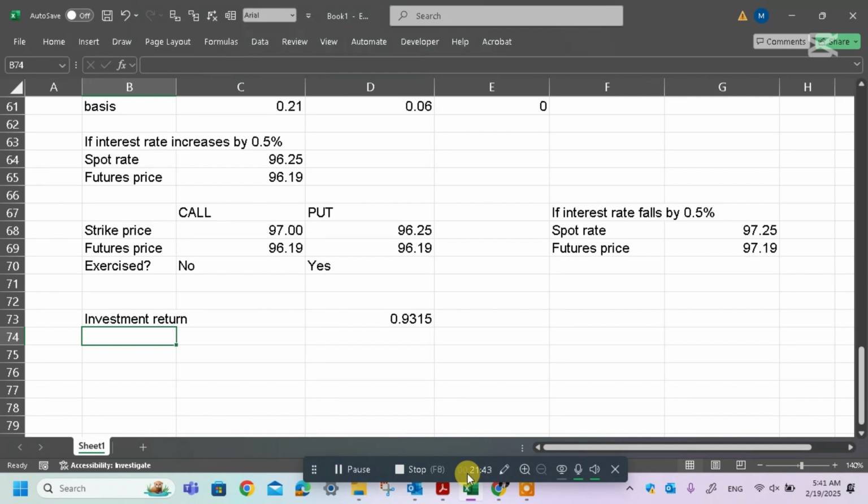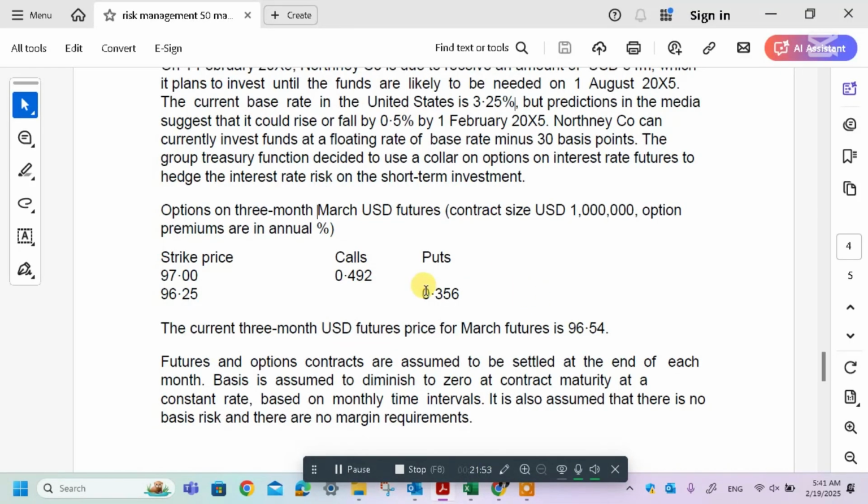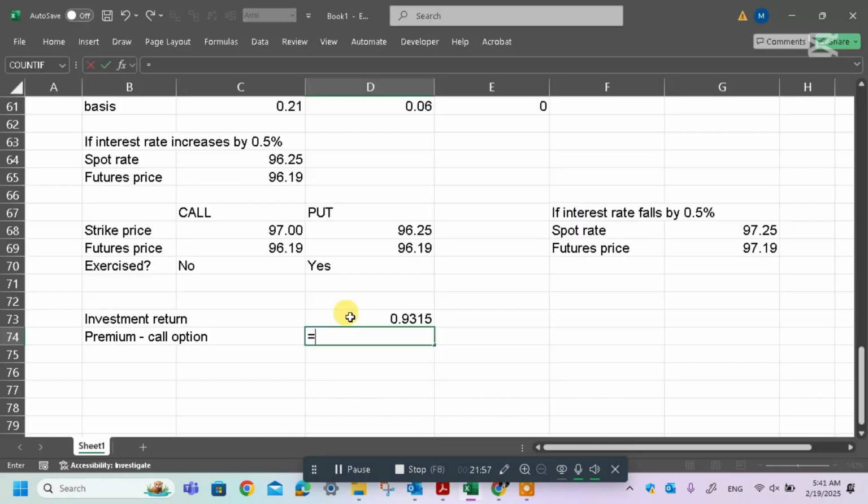Then let's adjust for premiums. Premium, call option. You need 108 options, 0.492 percentage. 1 million, 0.492. See, 1 million, 0.492 percentage. That's annual percentage, 6 by 12. This is the premium for one contract. Such 108 contracts you have.